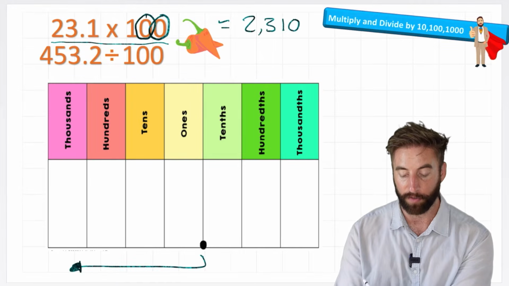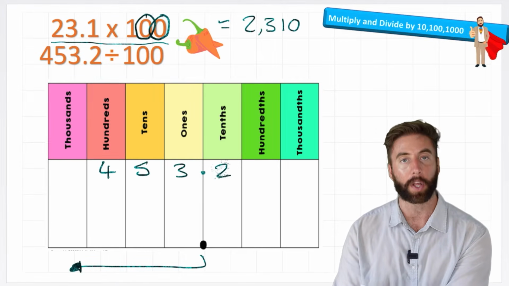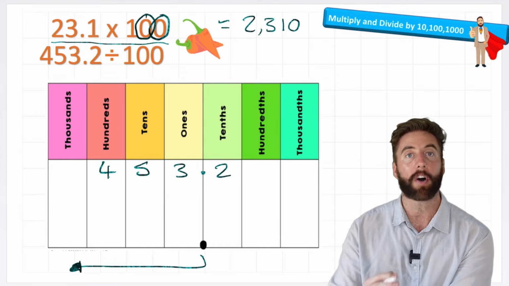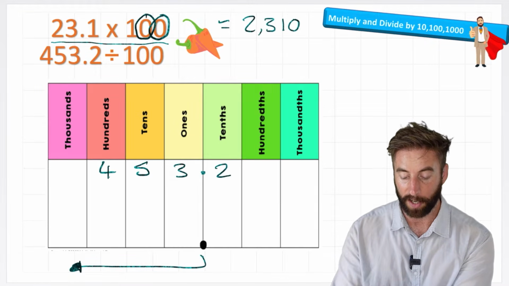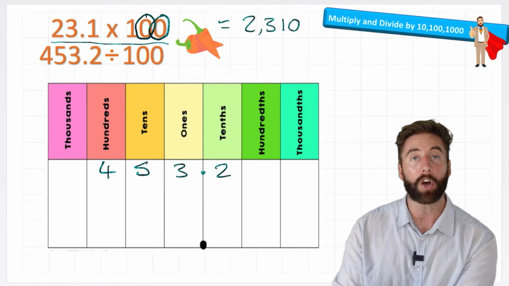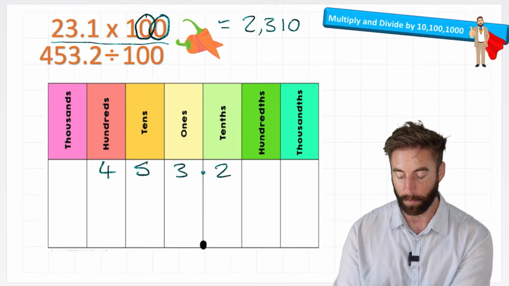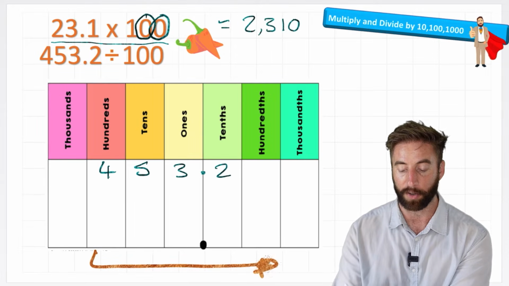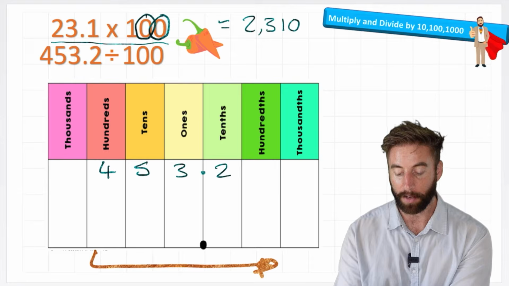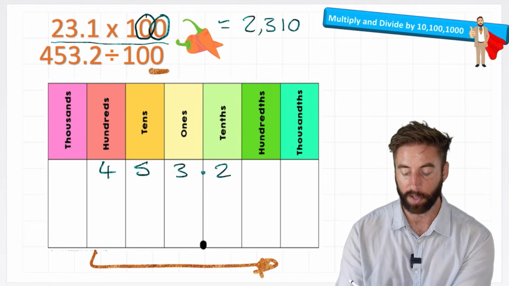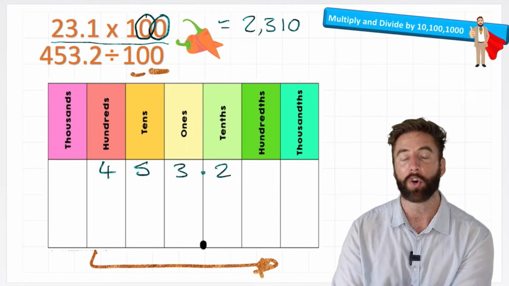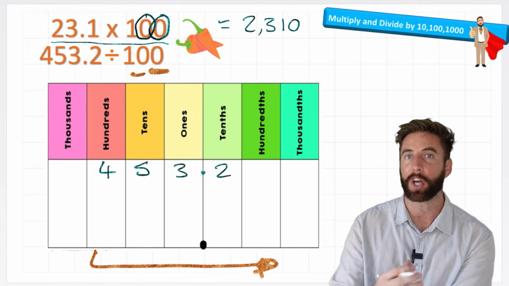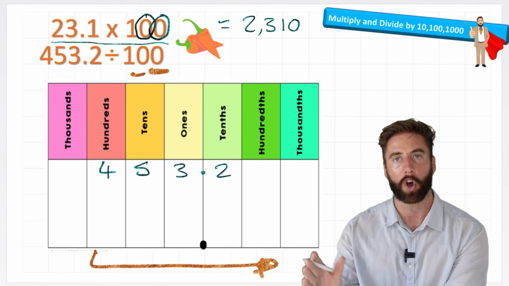Okay, next is my division. I have 453.2. There we go, all ready to begin, and I'm dividing by 100, so this time I'm not going to move up the place value chart, I'm actually going to be moving down the place value chart. So how many times am I moving? Again, 1, 2 zeros in my 100, or a different way of thinking about it, 100 times greater is going to be 2 columns across.